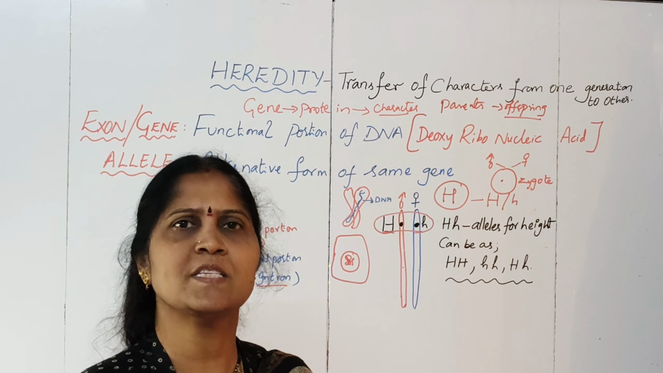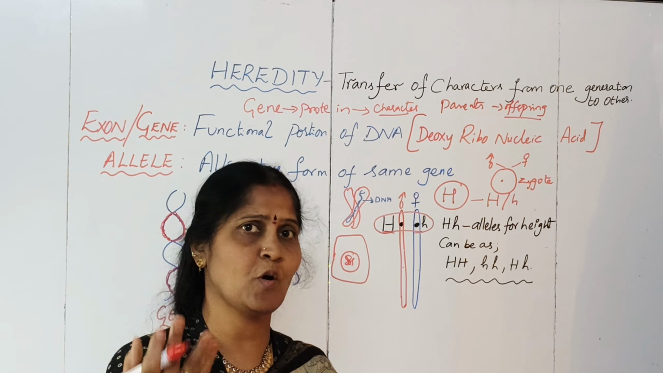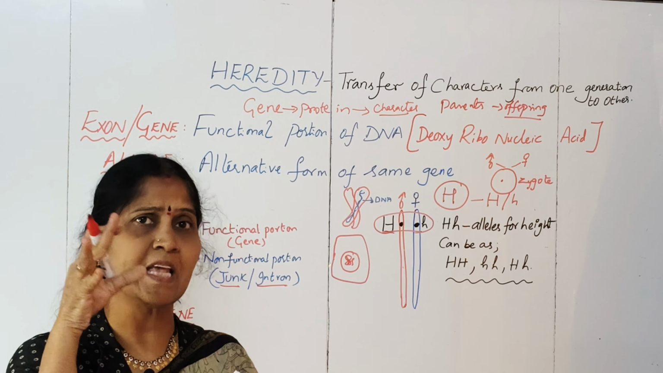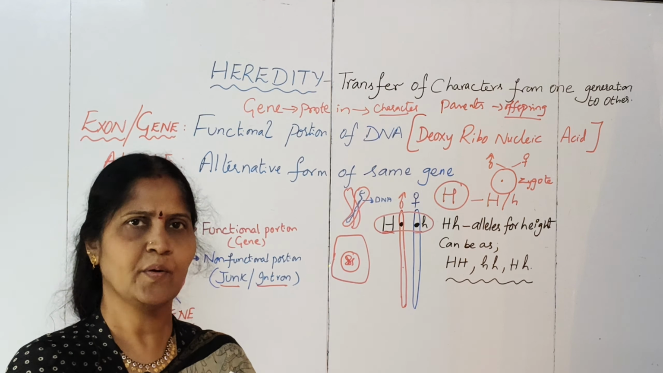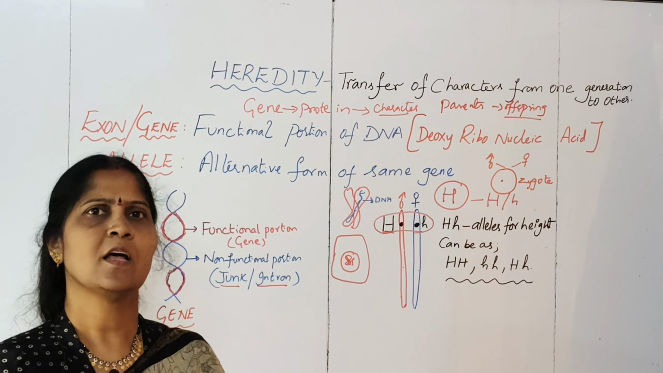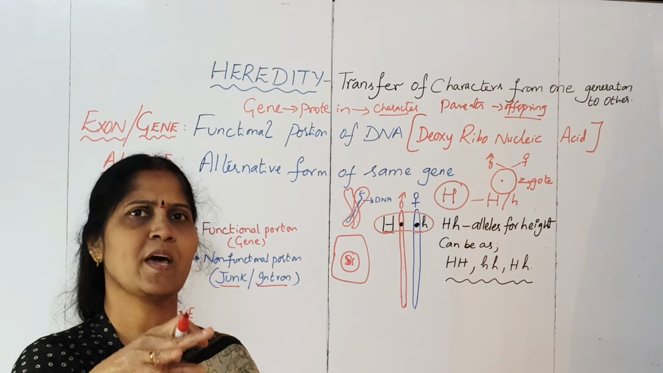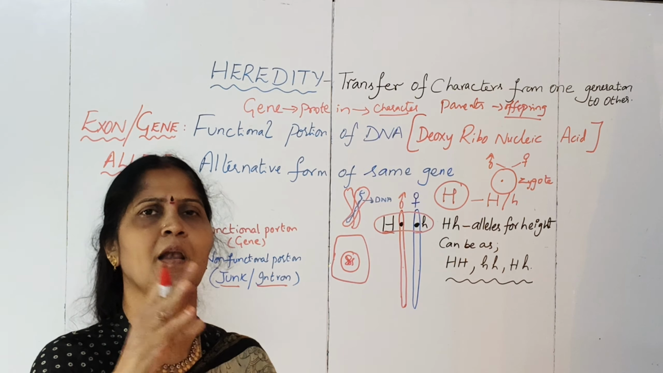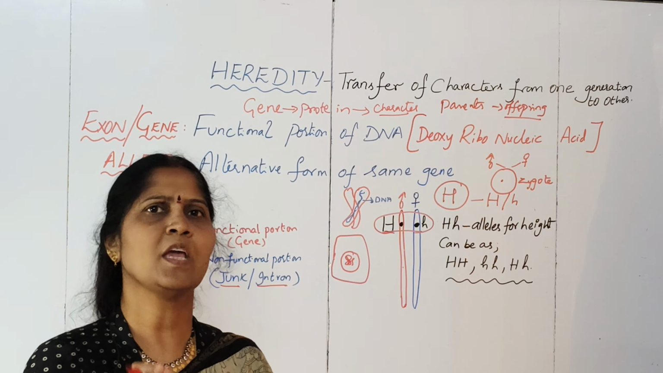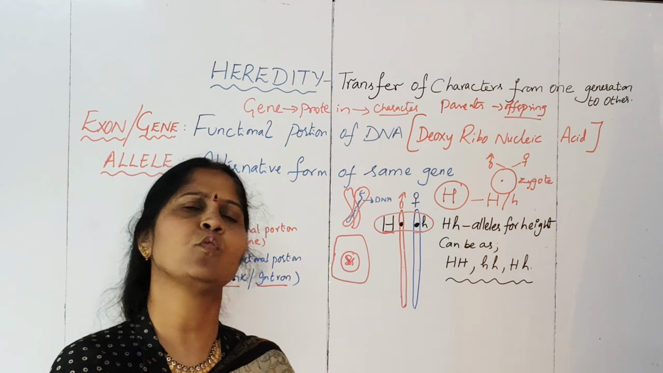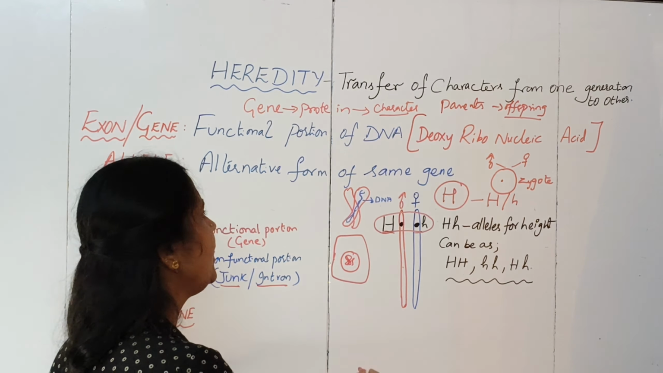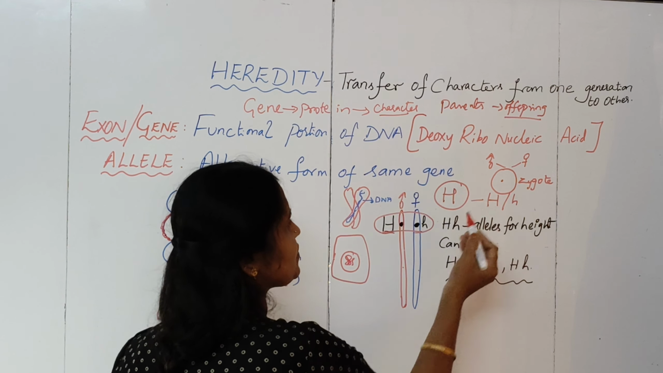They are responsible for the same character. If it is capital H or small h, it is responsible for the same character, that is height. So those are called alleles. So why will there be alleles? Because we are receiving the maternal and paternal chromosomes. So each gene will be represented in two forms like this. So the alleles are capital H and small h.